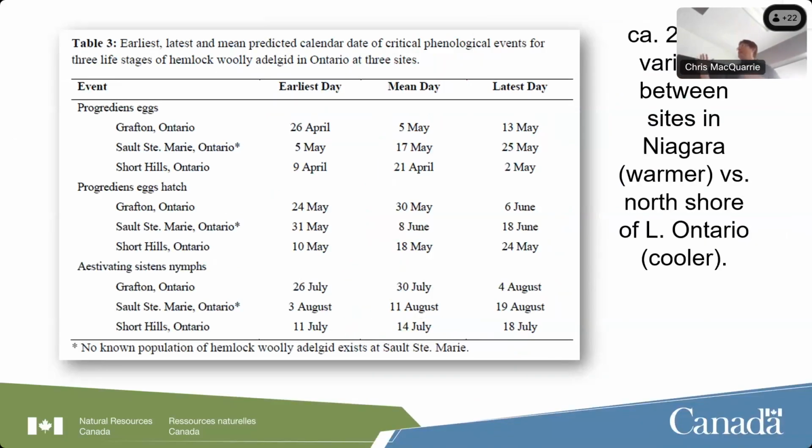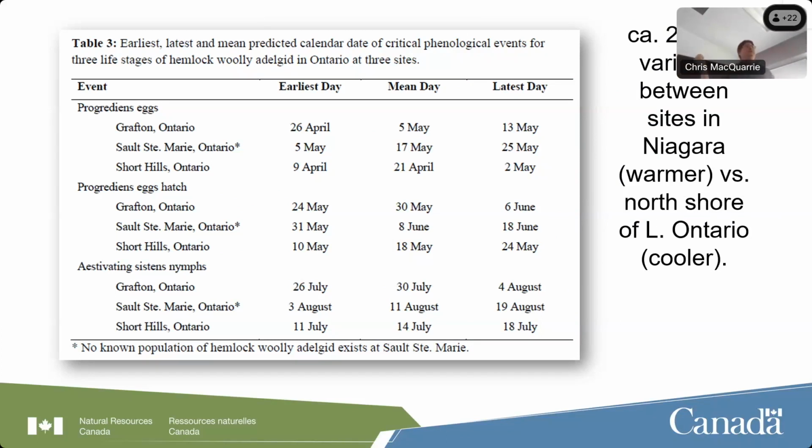So what we did with those data is just try to predict the rough calendar days you might expect to see these progredians eggs or hatch or sistens appearing on the landscape, just based on available climate data. So what I did is, for those sites, I pulled the last 5 years of climate data and translated degree days from those years into calendar day, and then just took the mean calendar day. And so Grafton, Ontario, and Short Hills are our 2 sample sites.